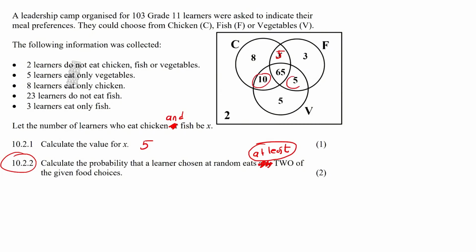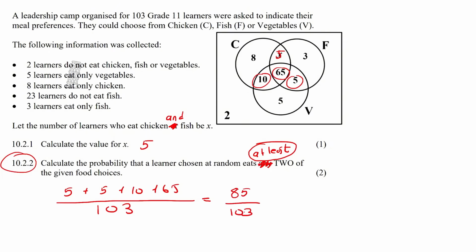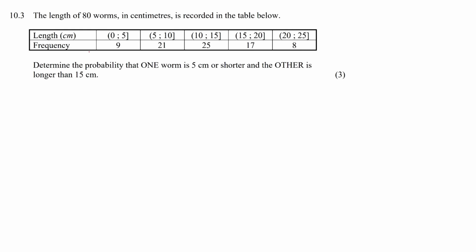So it's going to be all of these people over here. Okay, so you're going to say 5 plus 5 plus 10 plus 65, and we're going to divide all of that by the total, which is 103, and you end up with 85 over 103. The length of 80 worms in centimeters is recorded in the table below.